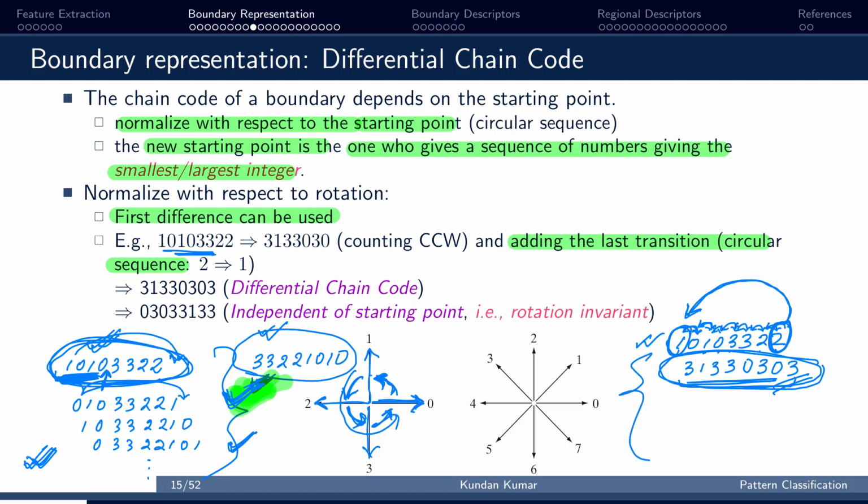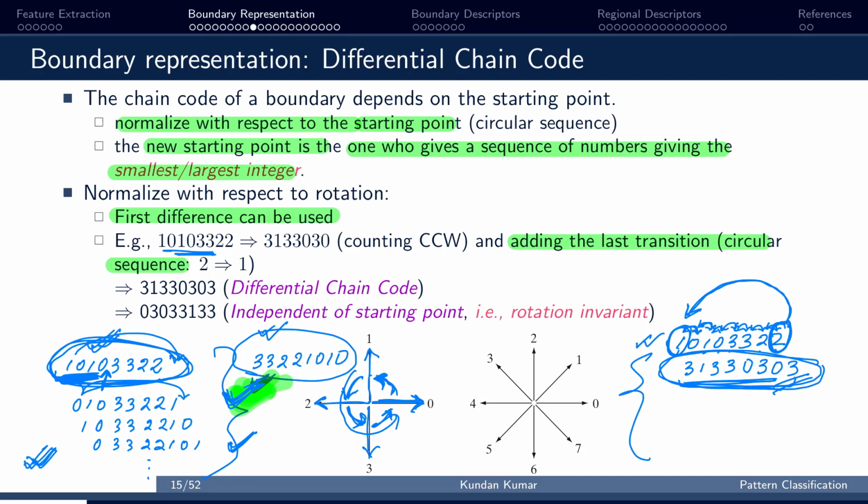That means we have to make all possible integers using these digits in the circular sequence, and then select the integer having the largest or smallest value. So if you notice this differential chain code, we can make the largest integer or the smallest integer.